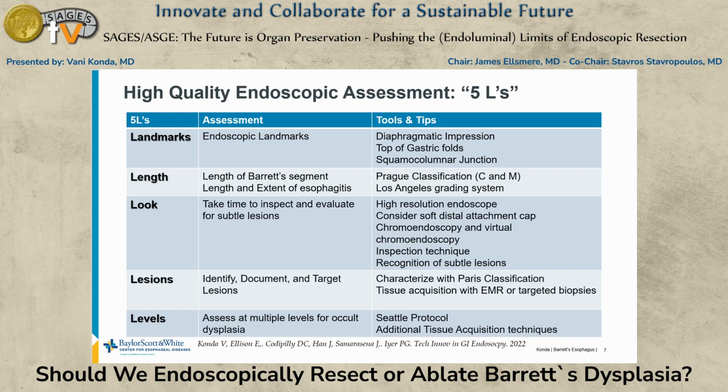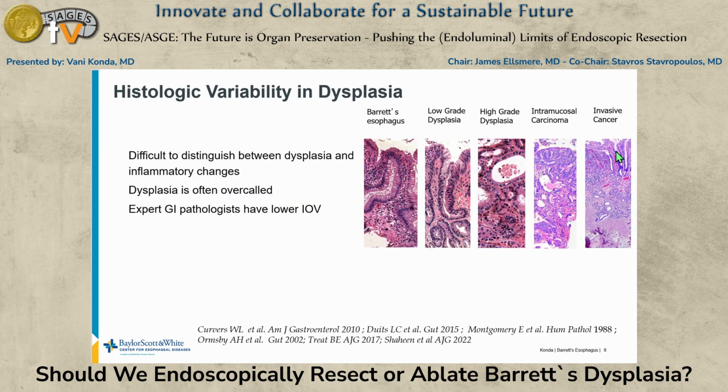Screening and surveillance have gaps in them, and it really is important that we do a high-quality endoscopic examination, and that's to identify the 5 L's, as I like to call them, looking at the landmarks, measuring with a validated tool like the Prague classification for the length, looking carefully for subtle lesions, and identifying those lesions, documenting them, and targeting them with either biopsy or endoscopic mucosal resection if that's your practice, and then also performing biopsies at multiple levels with something like the Seattle protocol.